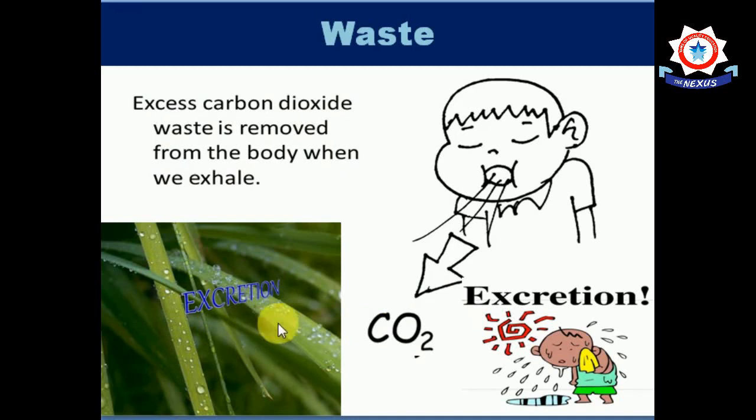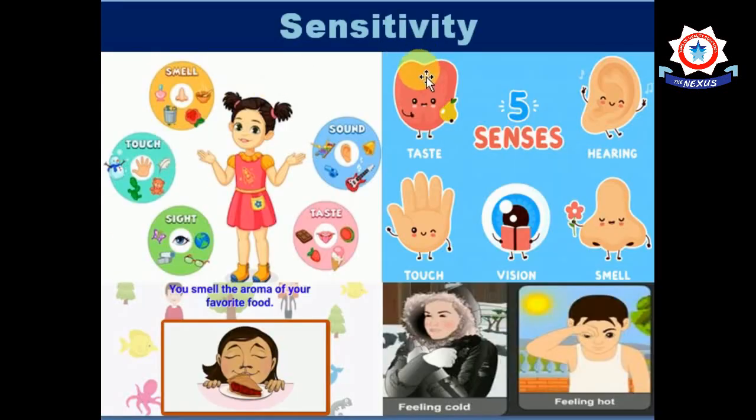Sensitivity. Many animals have the same senses as humans. They have a nose to smell with, eyes to see with, ears to hear with, a tongue to taste with, and skin with which they feel things around them. Some creatures feel or sense things with special body parts.